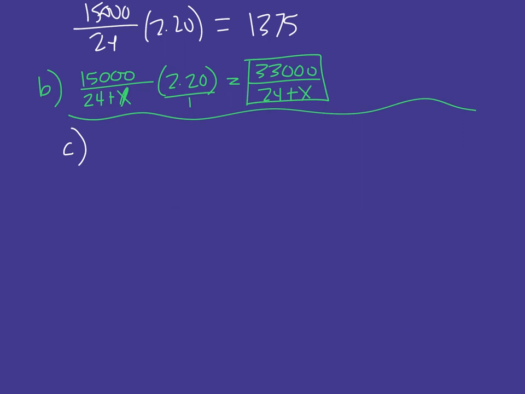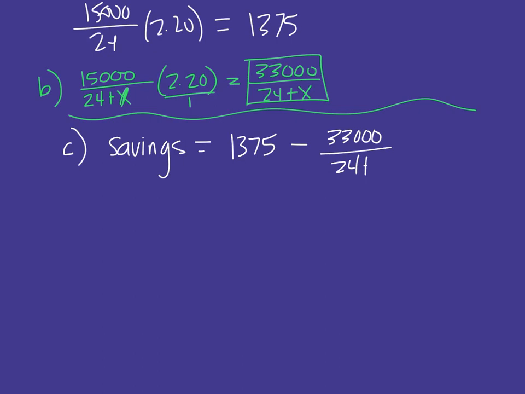Okay, so now I'm supposed to write an expression for my savings. Originally, you were spending $1,375, and now you're going to be spending this much, this expression. So that is how much money you'll save. That's all it is. So it's how much money you spent before minus the expression of what you're going to spend now. And then part D says, suppose you save that much with the new car. How many miles per gallon does the new car get?